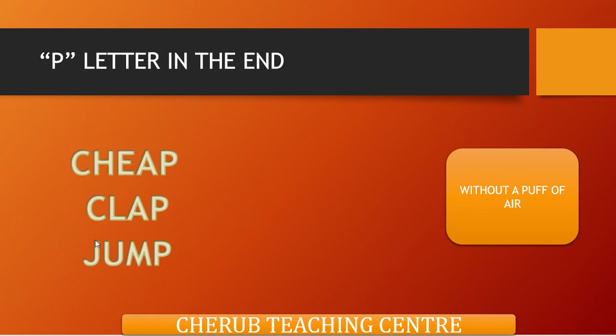Okay, now let's move on to the next letter P, where P is in the end. Again, when P is in the end of any word, it will again be without a puff of air. So it comes like cheap. Okay, again your lips will be closed when you are speaking the letter P. However, the air is not going to be expelled out with a puff.